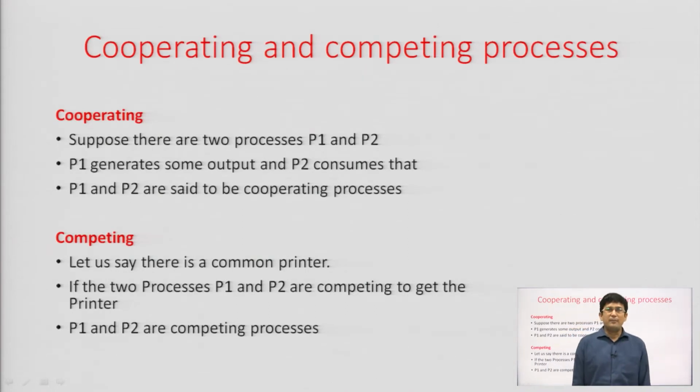Now, let us have a quick recap of what we discussed last time. We discussed the cooperating and the competing processes. A cooperating process is a process which generates something and the other process consumes that thing. It means that those processes are cooperating. The competing processes are those which try to use a common resource, and there is a competition between these two processes for the usage of that common resource. Whosoever wins is the winner. It means that process will be using the resource.